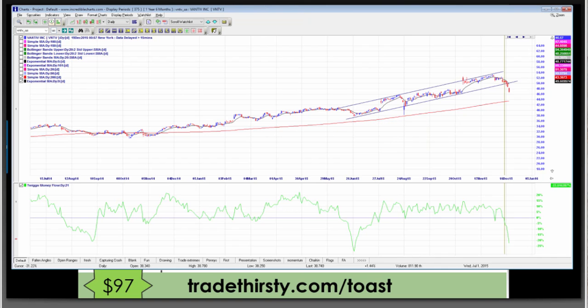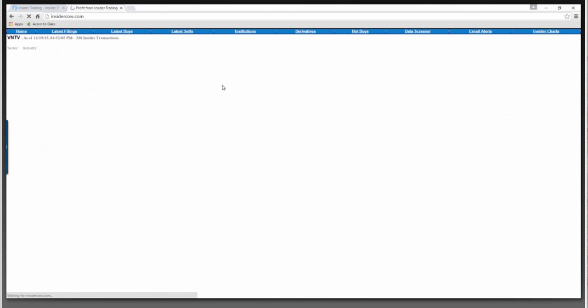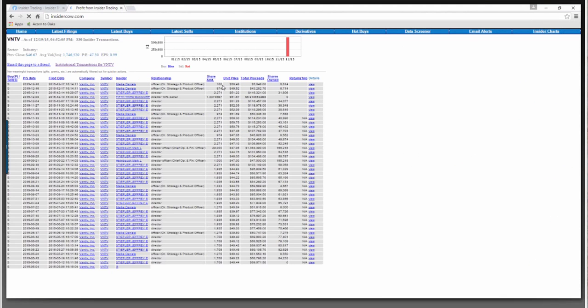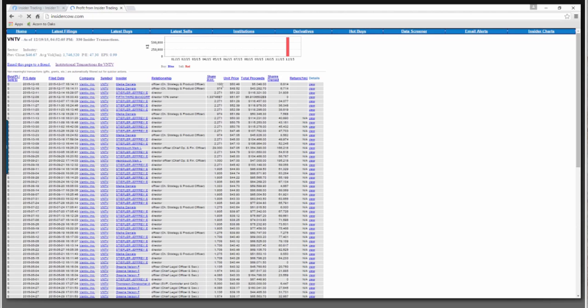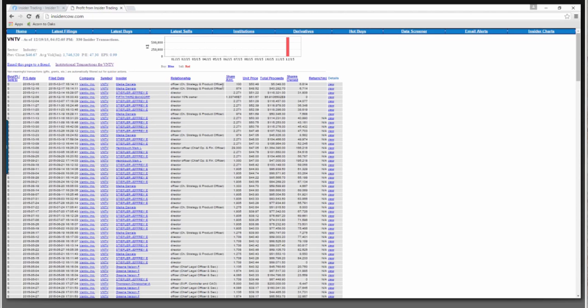Now, there's the chart. Let's have a look at the actual insiders themselves. Anyone see anything that tweaks your interest there, folks? It's a little bit odd that the Chief Strategy and Product Officer, Director, 10% owner, and everyone else is getting the hell out. Maybe they're planning their estate, who knows, but that was reason enough.